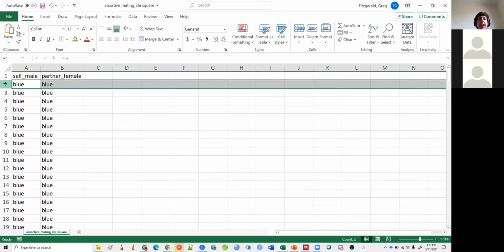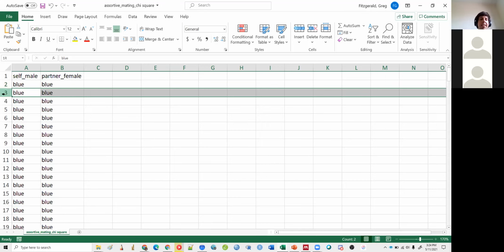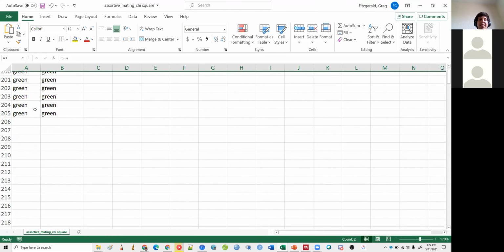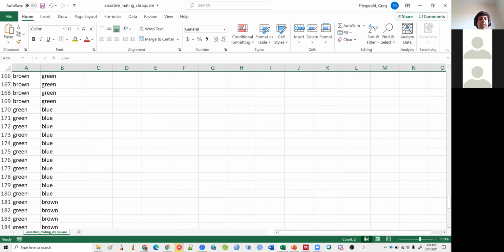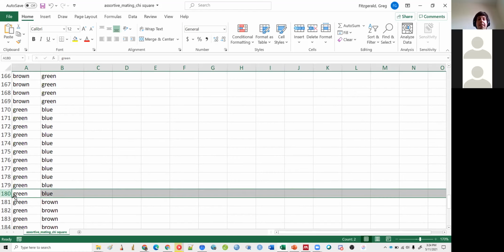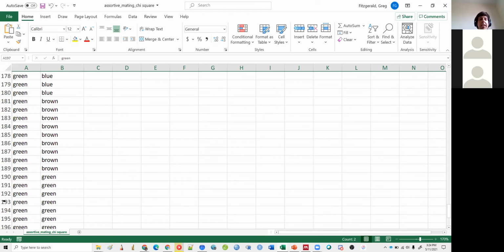So the first case, on line 2, is a couple where the man's eye color is blue and the female's eye color is blue. Down here, there's another couple with the same characteristics. If we scroll down, you see that this is a fairly large data set. It goes down to line 205, and since the first line was just the names of the variables, we know that we have 204 married couples. We have examples of couples with the same eye color, green and green, but also ones with different eye colors, green and brown.